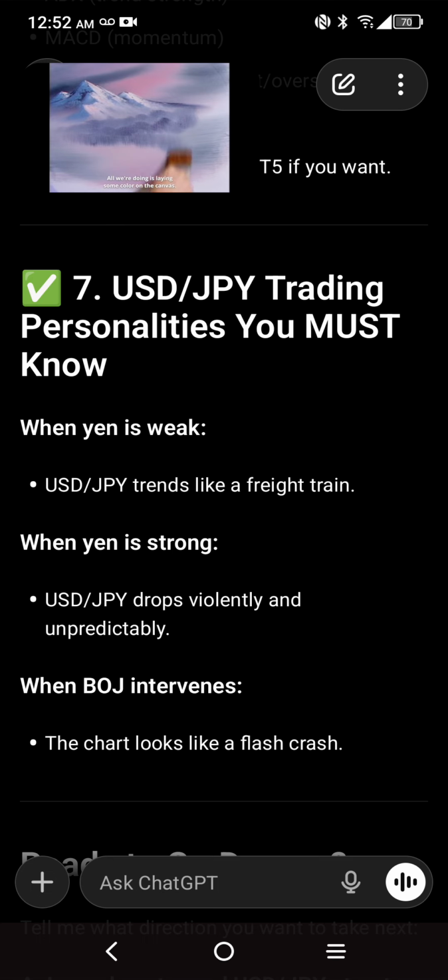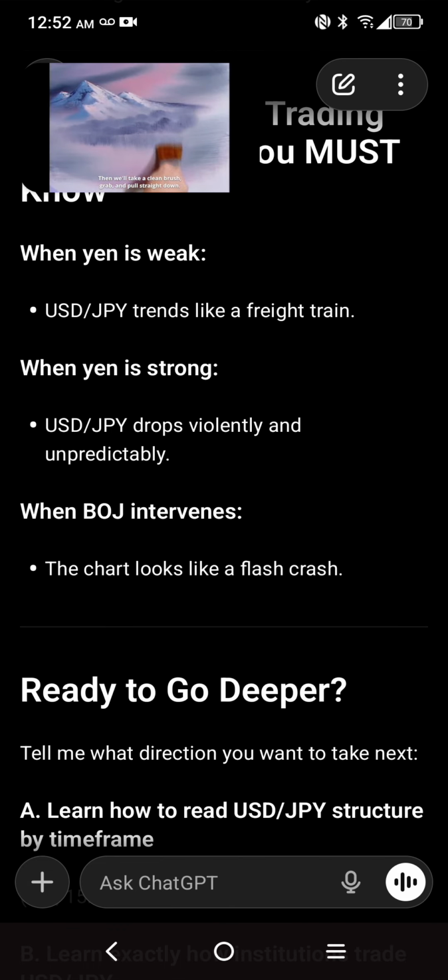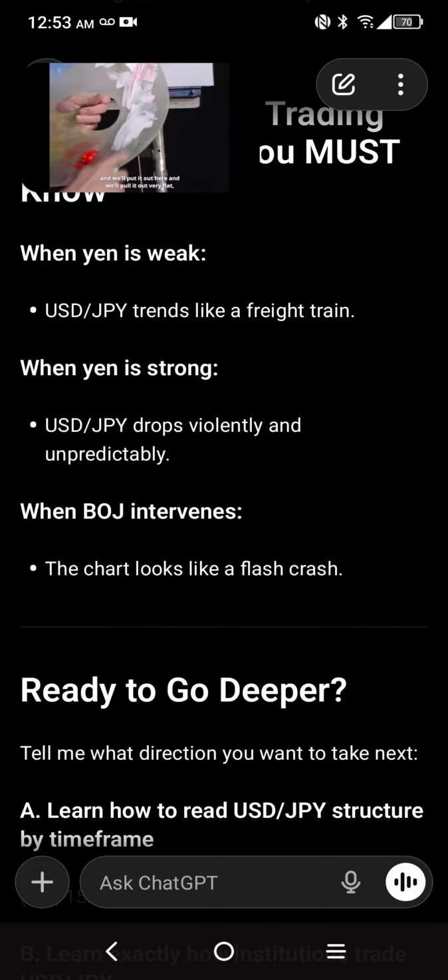When the BOJ intervenes, the chart looks like a flash crash. So that basically means it plummets if the BOJ intervenes, which means the dollar is weakening and the yen is strengthening. And the Bank of Japan doesn't intervene often. So when they do, look out below.